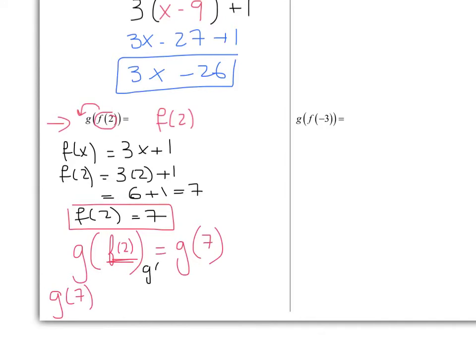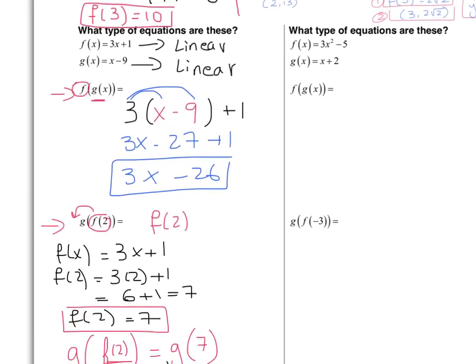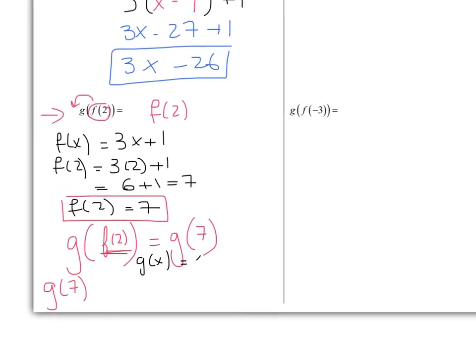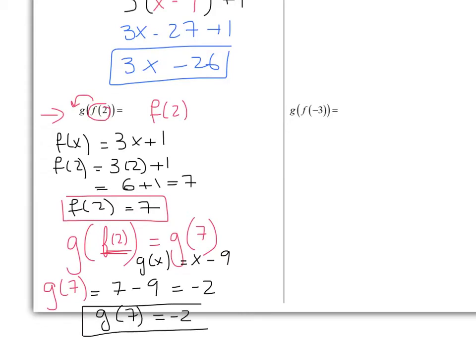Now, what is g of x? Let's write it down. g of x from this problem is equal to x minus 9. Now, g of 7 means wherever x is, put a 7. So 7 minus 9 is a negative 2. So g of 7 is a negative 2, and that would be your final answer.